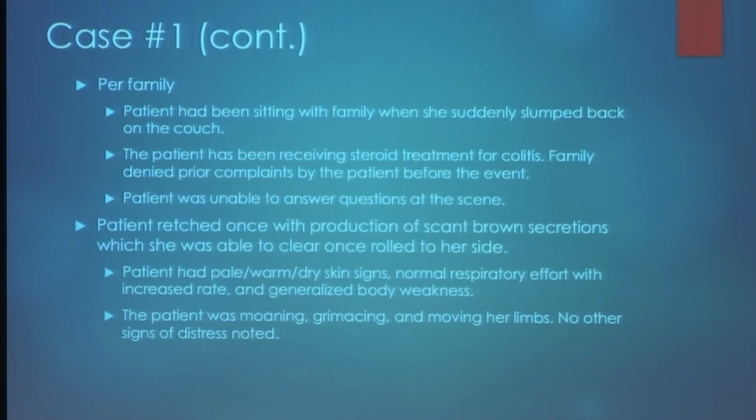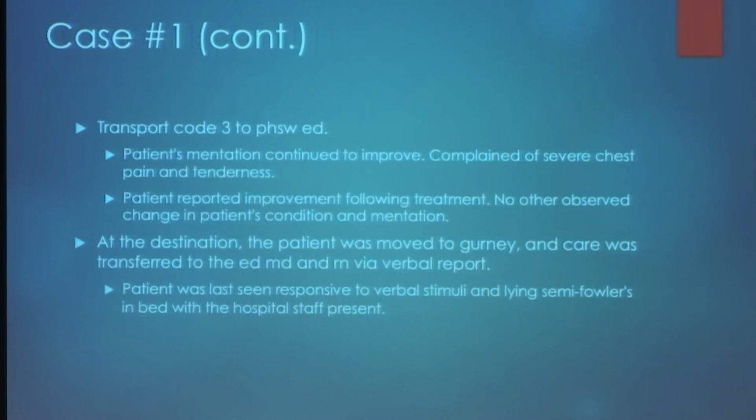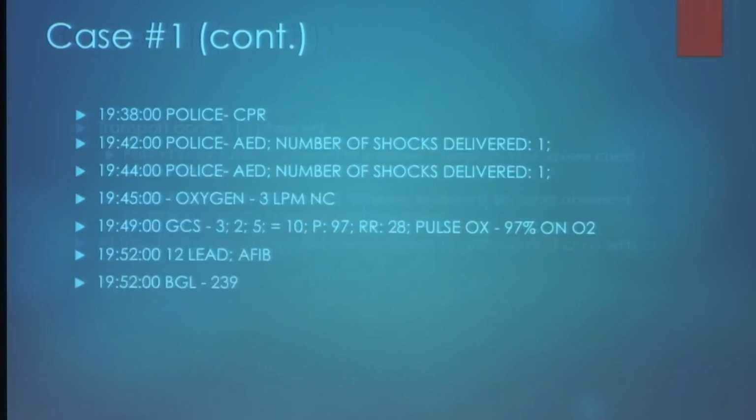Patient had pale, warm, dry skin, normal respiratory effort with increased rate and generalized body weakness. Patient was moaning, grimacing, and moving her limbs. No other signs of distress noted. Transported code 3. Mentation continued to improve. Complained of severe chest pain and tenderness. Reported improvement following treatments. No other observed change at the destination, moved to the gurney. Last seen responsive to verbal stimuli and lying semi-Fowler's.